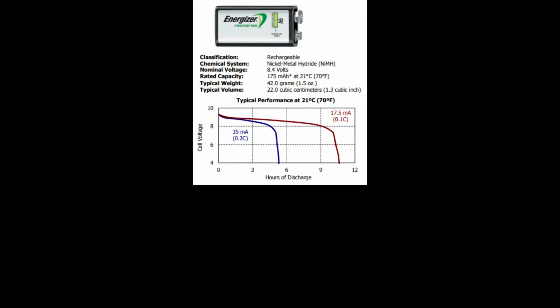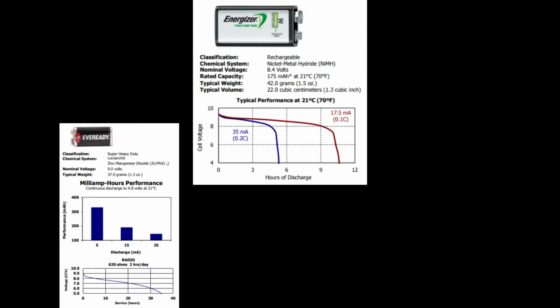Here's a nickel metal hydride rechargeable 9-volt battery, and it has a rated capacity of 175 milliamp hours. Here's a zinc manganese dioxide battery, and this one looks like it has 300 milliamp hour capacity, but only at 5 milliamps of current draw. If we compare these two to our hypothetical balloon scenario, neither of these would be a good choice.